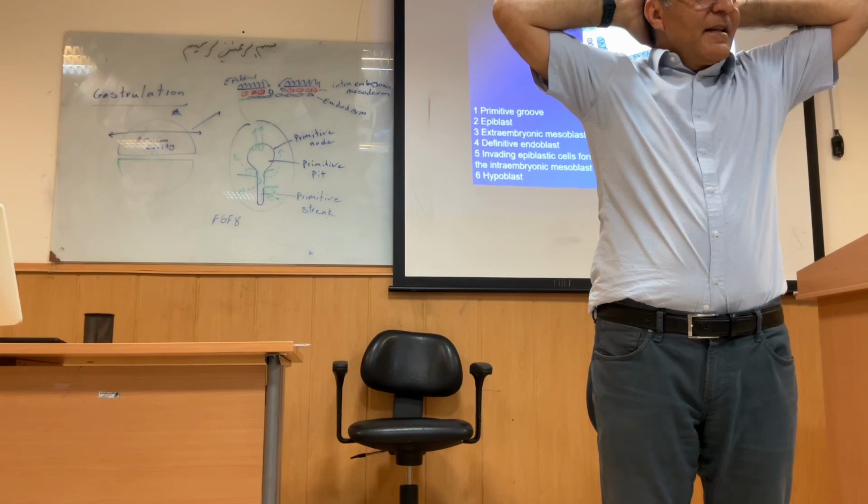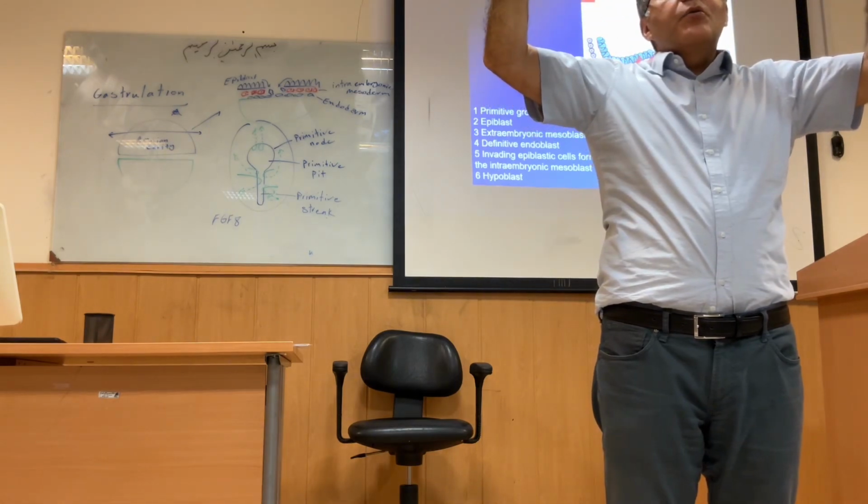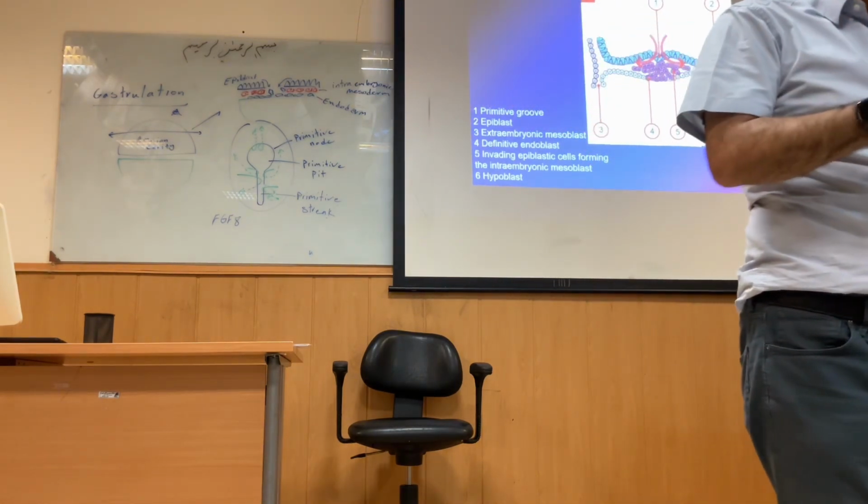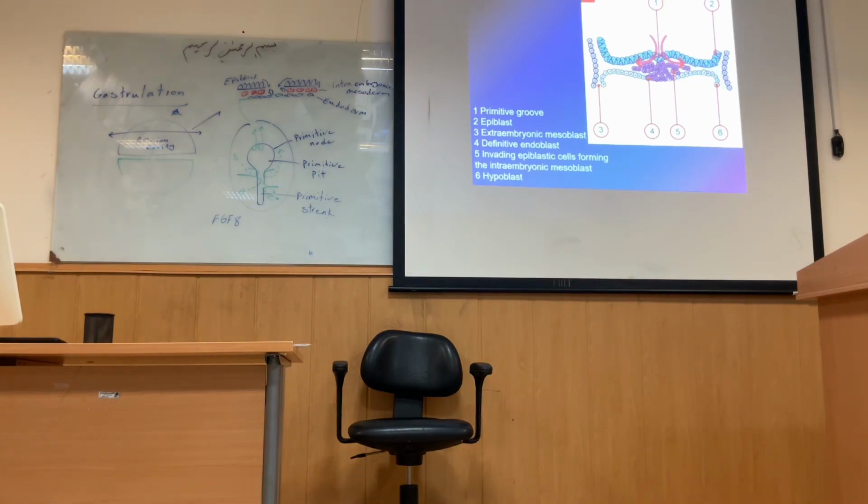Is it clear? Finally, in conclusion, we say that all three germ layers, meaning ectoderm, intraembryonic mesoderm, and endoderm, originated from the epiblast. Is it clear?